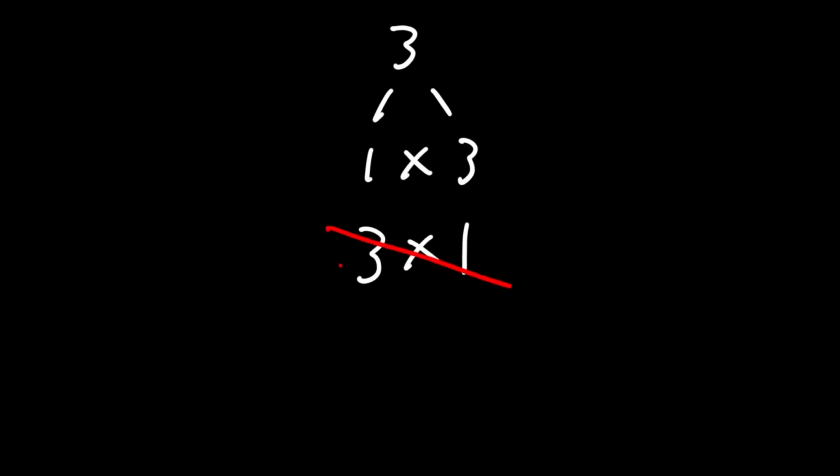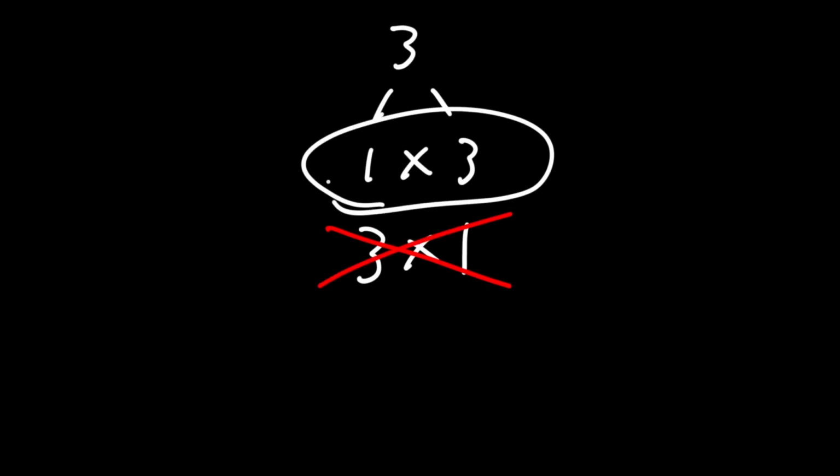So this is not a new factor pair. So the only factor pair of 3 is 1 times 3, and that means 3 is a prime number. What about 7? Is 7 a prime number? Let's try to find the factors of 7. 1 times 7 is 1 factor pair of 7.